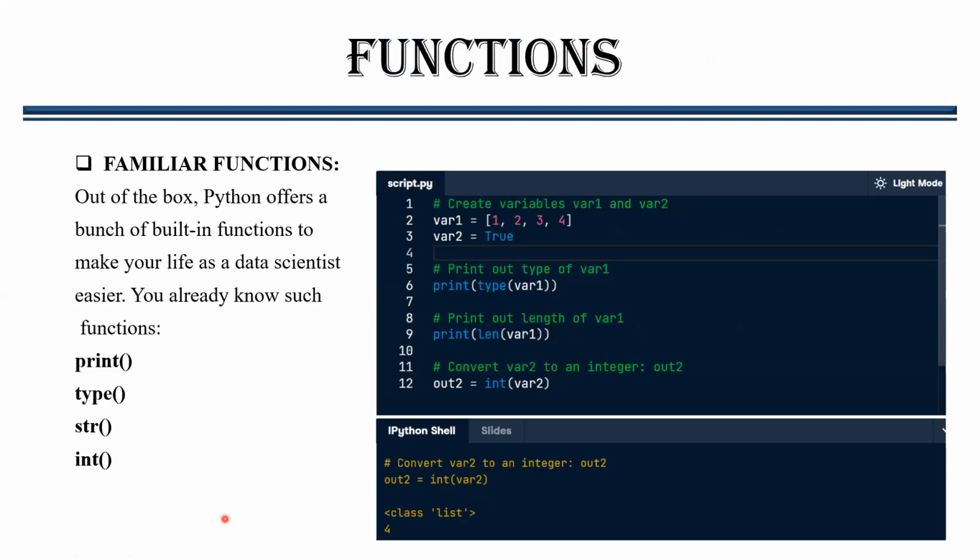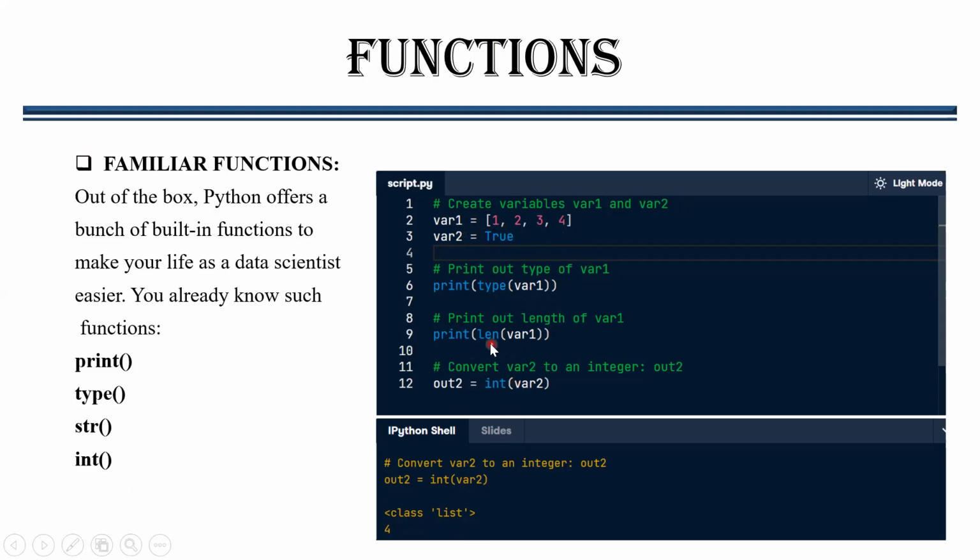The fourth chapter is the functions of Python. A function is simply a piece of reusable code, and it solves a particular task. For example, here I have two lists, variable 1 and variable 2. If we want to print the type of variable 1, type is a function of Python, so I will simply print type of variable 1. It will give the type of variable 1, which is equal to list. So it tells us that variable 1 is in list form.